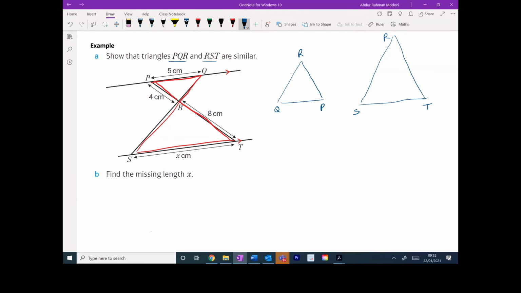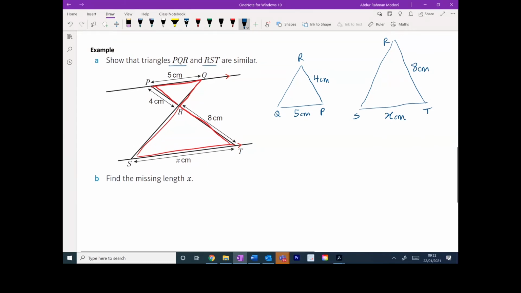So we know that the length PQ is 5, so I'll go and put that in here, 5 centimeters. We know the length PR is 4 centimeters, so go and put that in there as well, 4 centimeters. We know the length S to T is X centimeters, so that's an unknown. And we know the length R to T is 8 centimeters. We'll go and put that in there.